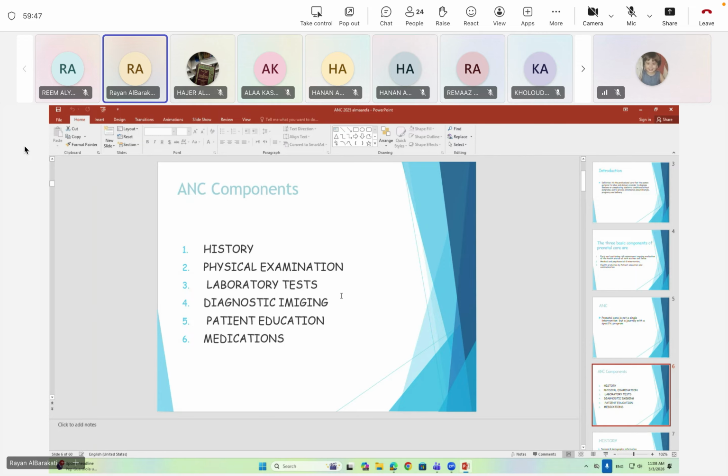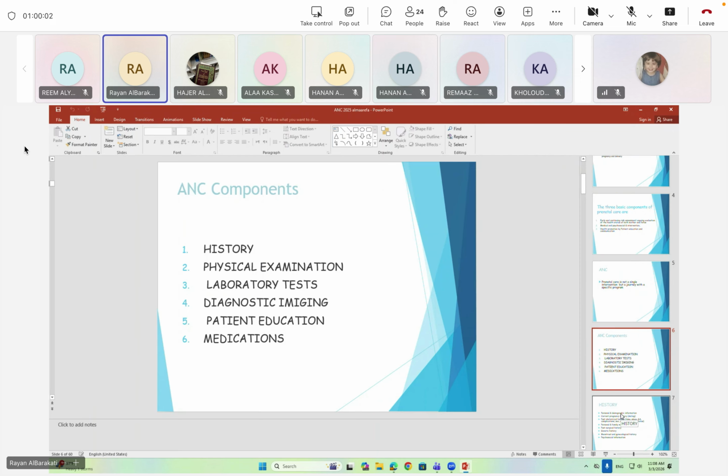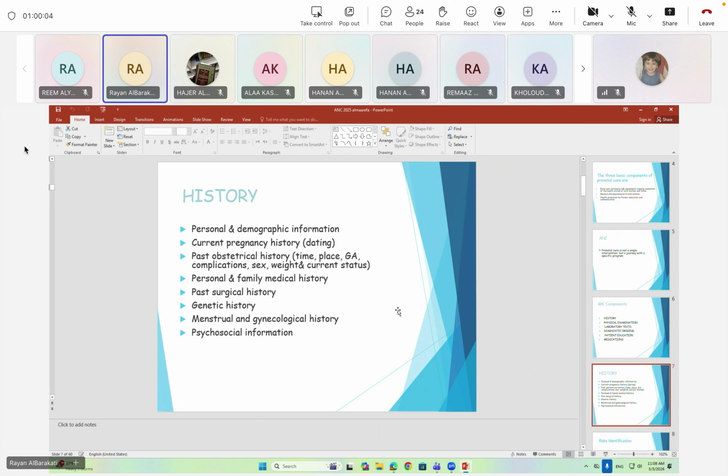Under each of those, we have to provide the needed skills and required knowledge to perform an optimum antenatal care. Starting with history, I believe that you already took the history taking and physical examination lecture, but we will go fast about the history.